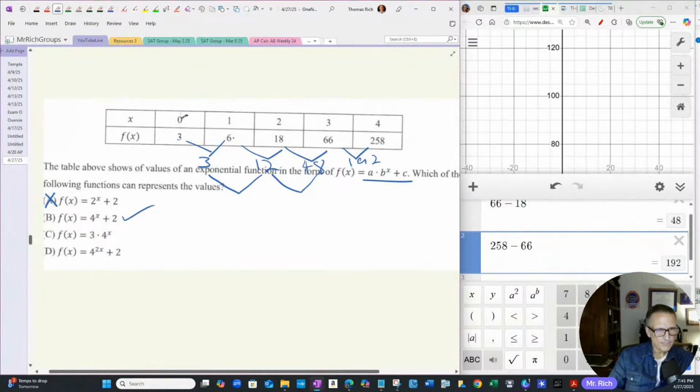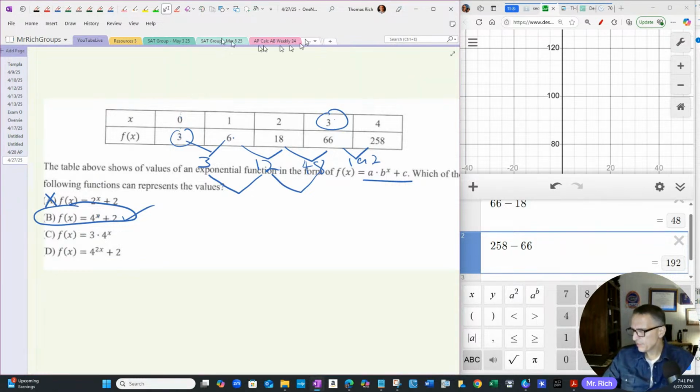Let's see if that makes sense. When x is 0, 4 to the 0 is 1 plus 2 gives me 3 out here. Yeah, that's going to work, because 4 to the 3rd is 64 plus 2 is 66. So we're going for that right there. If you have any questions, let me know.